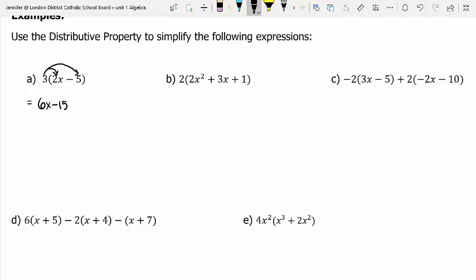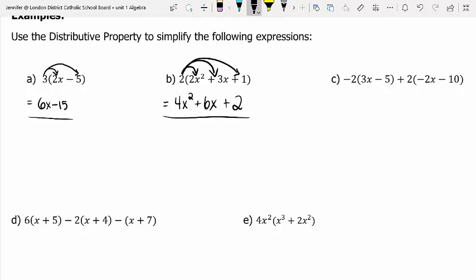Okay, now you'd look to see if there's anything that you can simplify, but there isn't, because 6x and the negative 15 are not like terms. So we're finished. Okay, part B. We need to multiply the 2 outside of the brackets by every term inside of the brackets. So 2 times 2x squared, multiply the number parts together, so we get 4 and then x squared. Now 2 times 3x, so 2 times 3 is 6, and then add in the x that's there. And now 2 times 1, which is just 2.